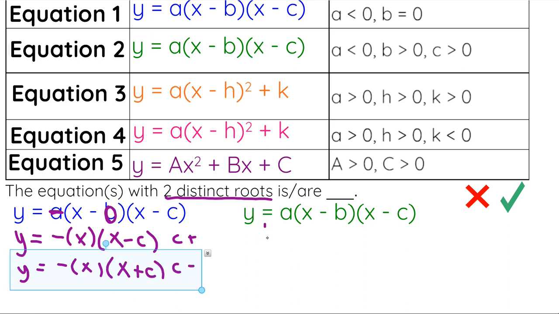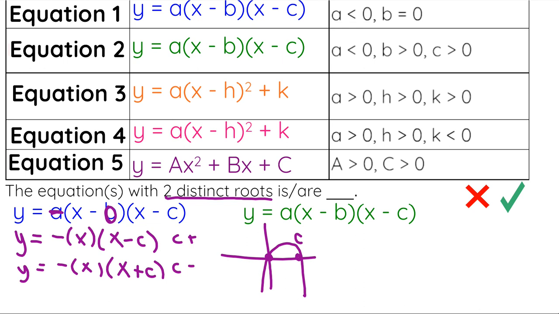In this situation, I know I have a parabola that opens down with an x-intercept of C. If C is positive, I would have an x-intercept here. That would be an x-intercept of C. You can see I have two x-intercepts. If C was negative, my x-intercept would be over here, and again I would have two x-intercepts. So for this particular equation, I can say yes, this one has two distinct solutions.